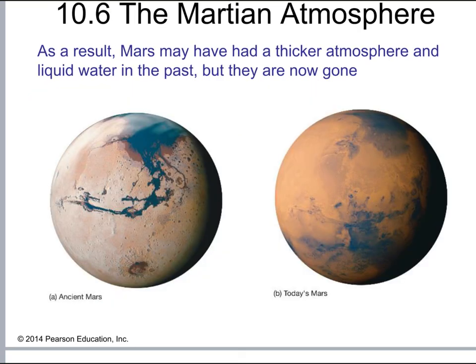If we were able to go back in time into the ancient history of Mars, we may have found that it had a much thicker atmosphere and maybe even that it was warmer and had liquid water on its surface. But now, none of that is true. They're gone.